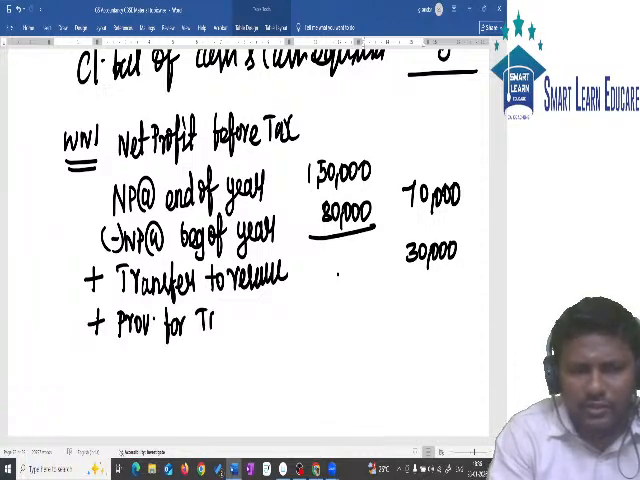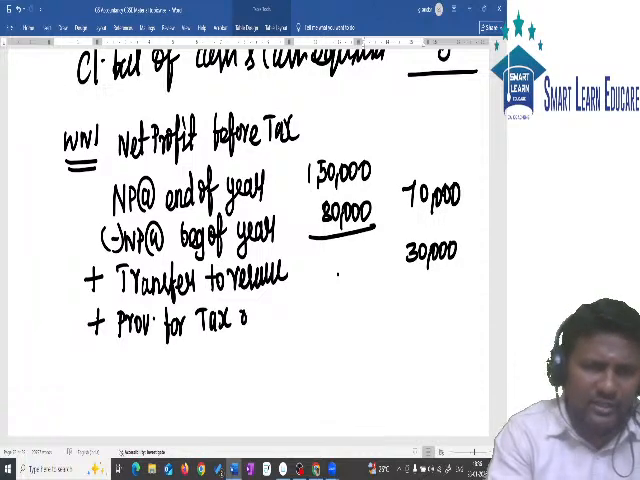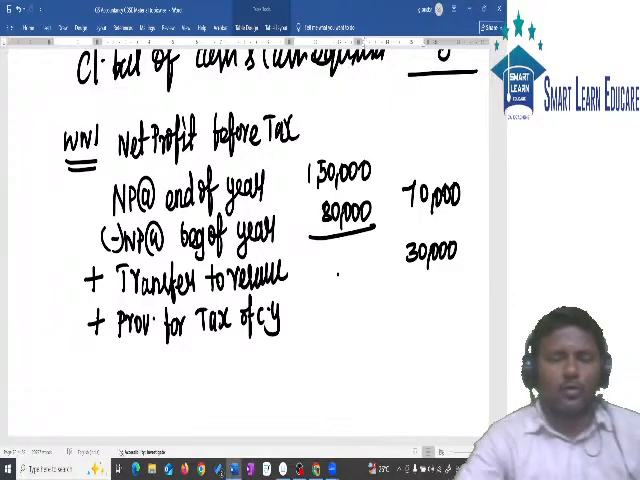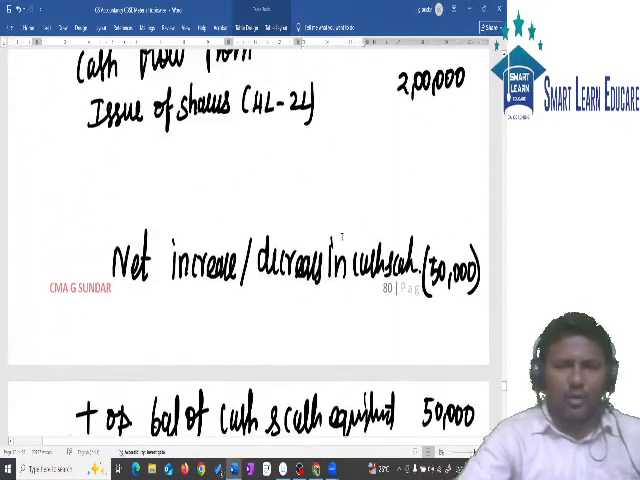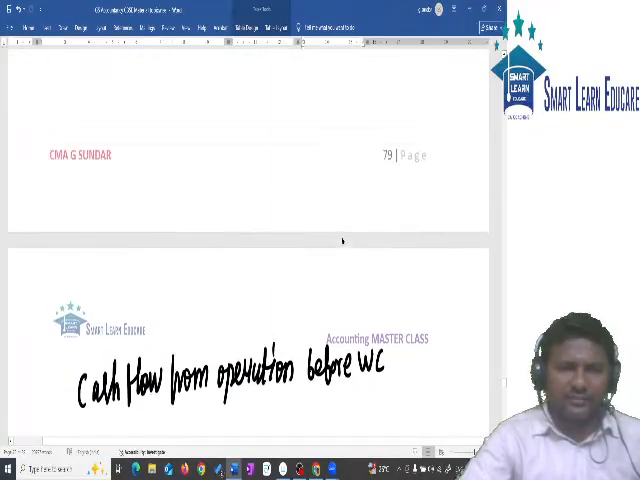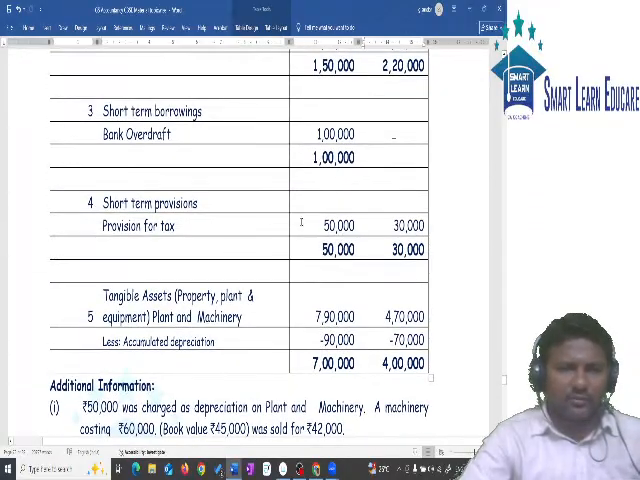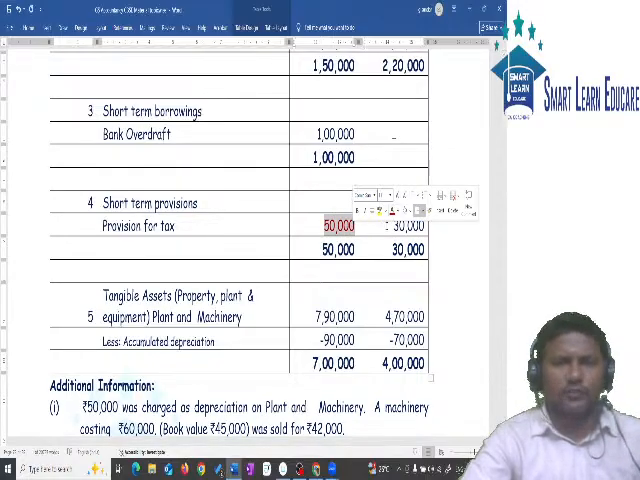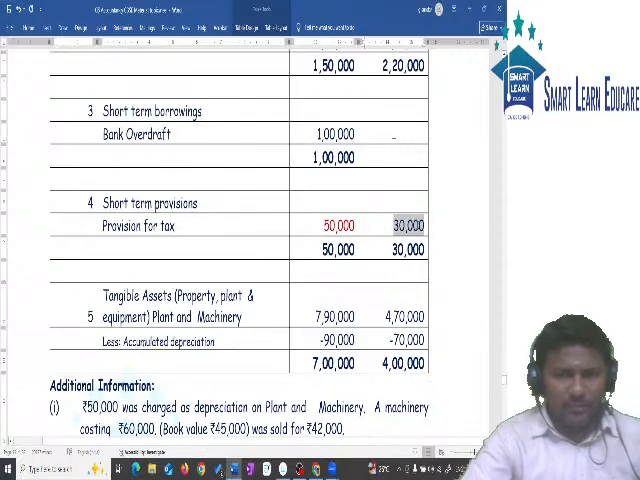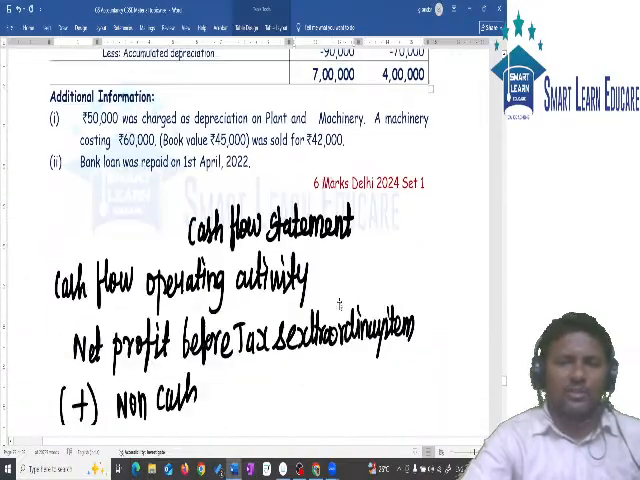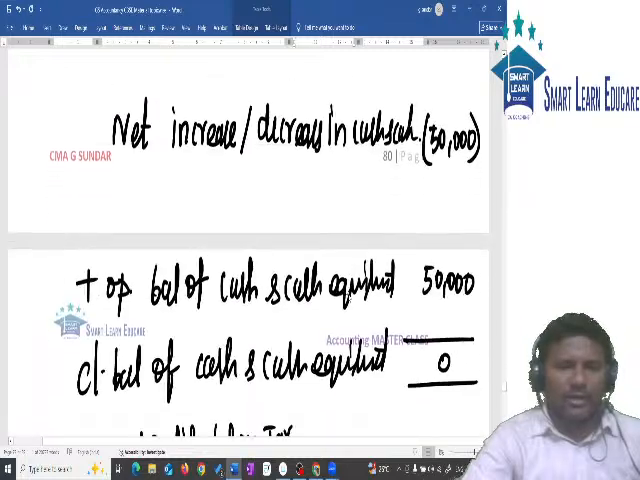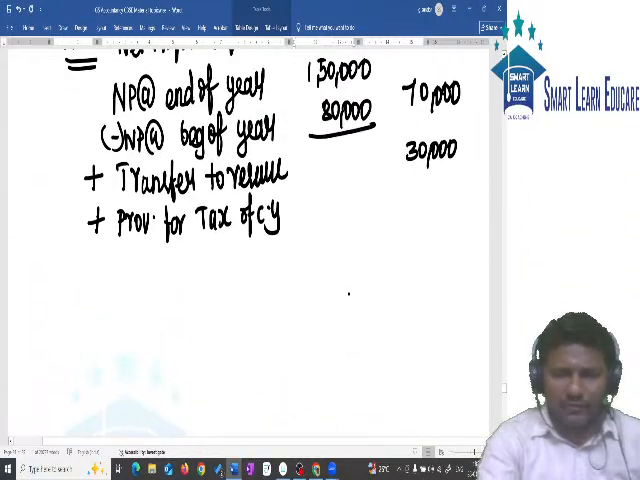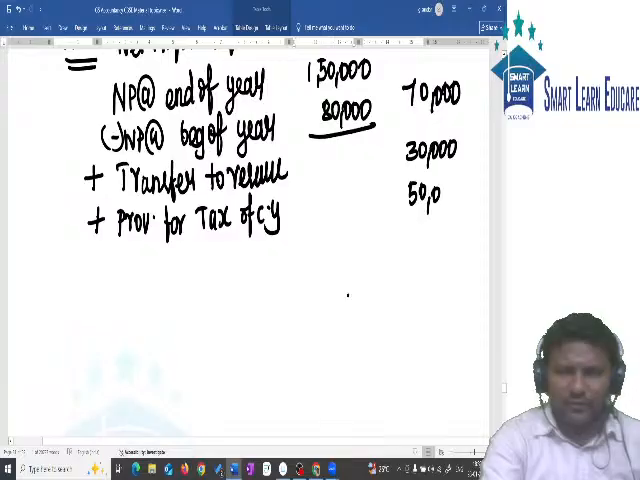Mostly provision for tax kuduthirupanga. Provision for tax of current year. Do you have provision for tax of current year? Oh yes, we have provision for tax. Current year provision for tax is 50,000. Opening balance of provision for tax should be treated as paid. Current year provision for tax is how much amount? 50,000. அப்ப working note 1ல provision for tax you should write as 50,000.